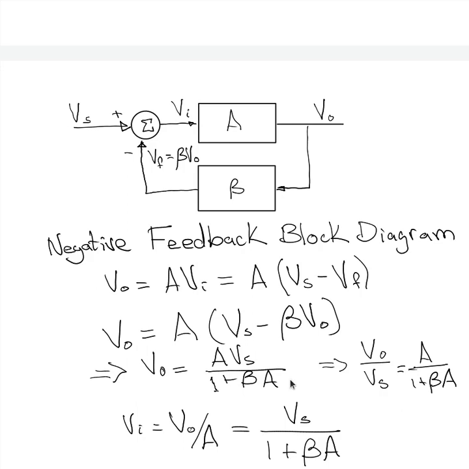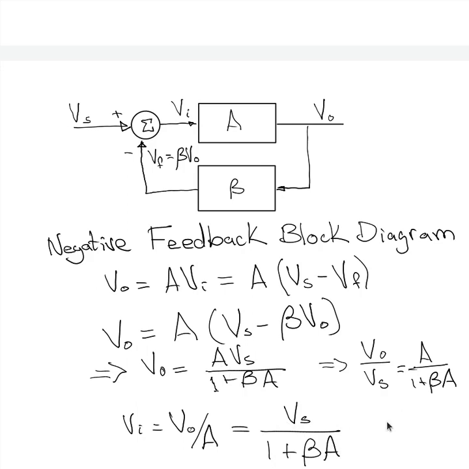Notice that the gain of this thing is V out over Vs, it's A over 1 plus beta A. So the gain was cut down by a factor of 1 plus beta A. And, as long as that's bigger than 1, it cut the gain down somewhat. Also notice that the input voltage right here, known as the error voltage, can be written as V out divided by A. And if you do that down here, V out divided by A, you get Vs over 1 plus beta A. It just divides that A on top out.